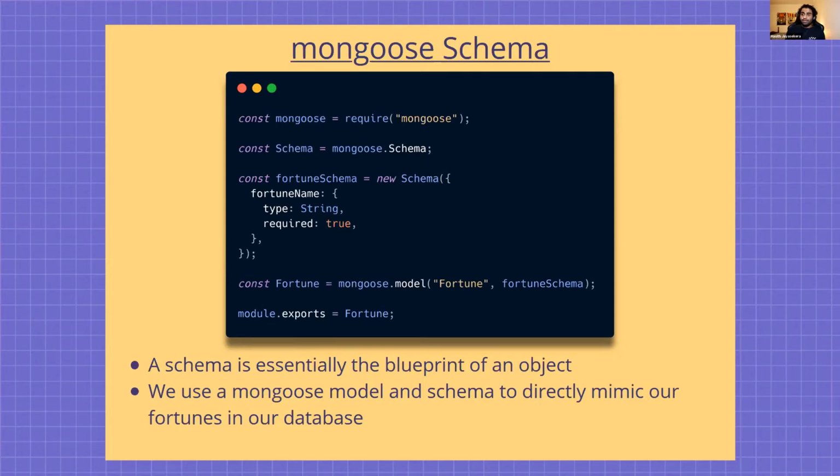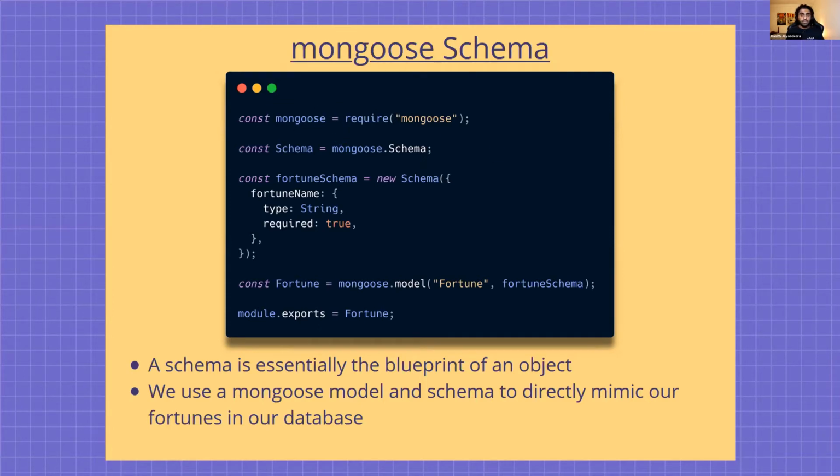So yeah, the next line you can see here is essentially we're using Mongoose's model and schema to mimic the fortunes in our database. We want to create a model from this schema, and we're going to call this model fortune. And we save that fortune model to a variable so we can export it. And what does exporting do? You're probably wondering. Well, exporting essentially allows us to access this model anywhere that we need it, by accessing the path, similarly to how we would import stuff.